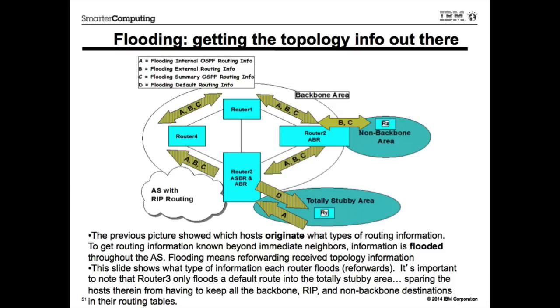So within the backbone, everybody floods internal, external, and summary OSPF information. Between the non-backbone area and the backbone area, you get external and summary information flooded. And in the totally stubby area, the only thing that gets flooded is the default route. In other words, router 3 doesn't bother telling the totally stubby area about any topology that's outside the area. It just says, here's a default route, got any questions, come to me.